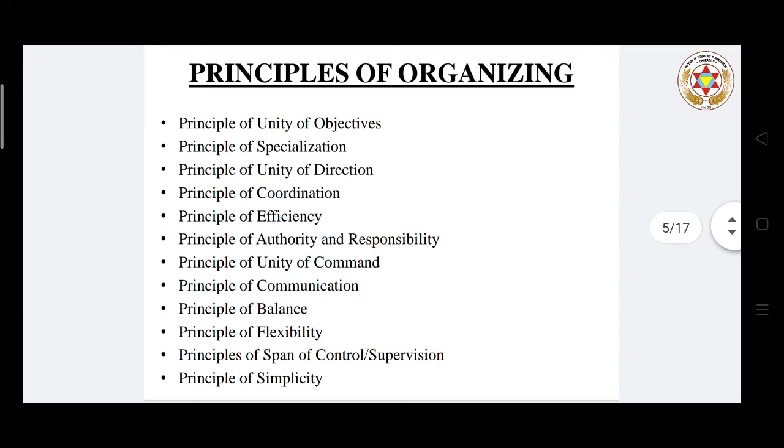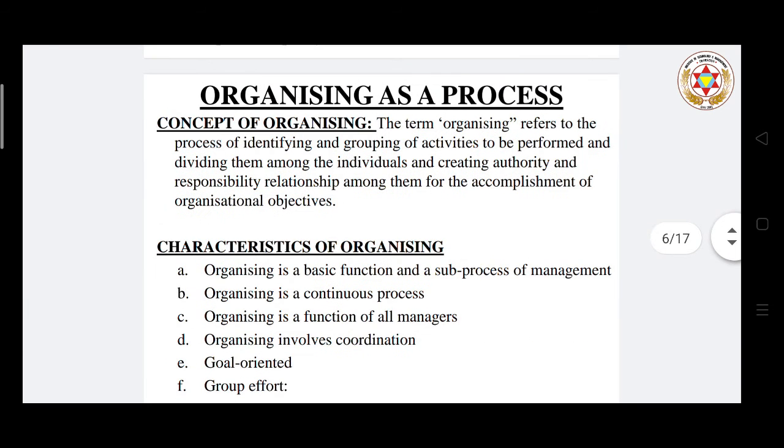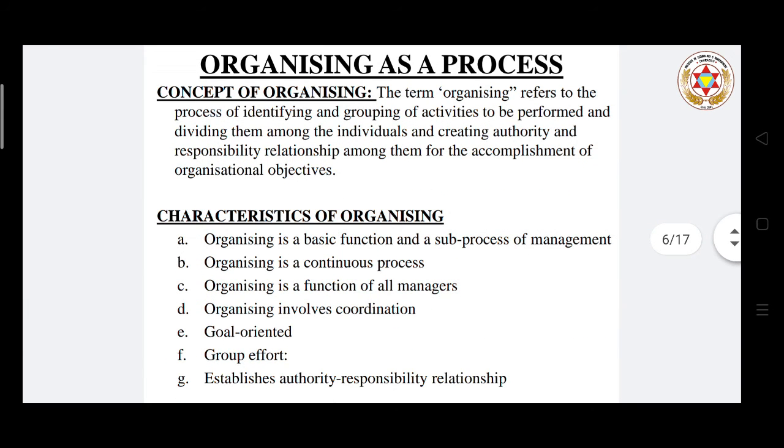So let's come to the next, that is organizing as a process. The concept of organizing as a process means the process of identifying and grouping activities to be performed, dividing them among individuals, and creating authority responsibility relationships among them for the accomplishment of the organizational objective. The characteristics are: it is the basic function and sub-process of management, a continuous process, and a function of all the managers. It involves coordination, there is goal orientation, there are group efforts, and it establishes the authority responsibility relationship.